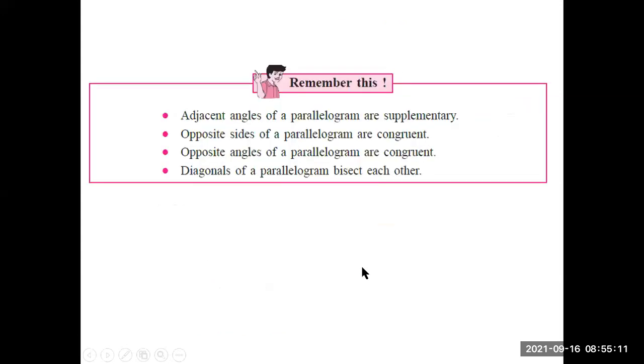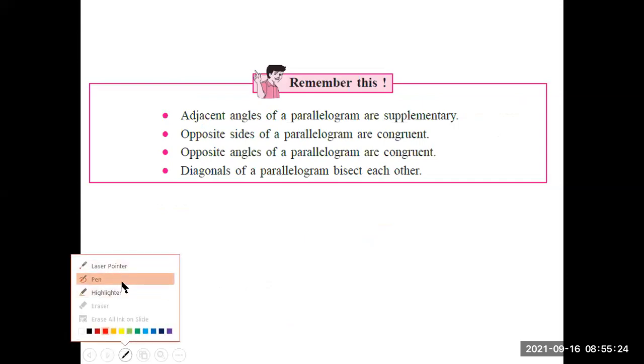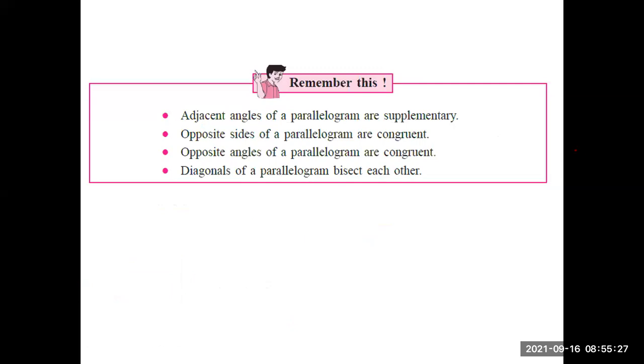And then we started with exercise or practice set 5.1. For 5.1, we saw these four properties of parallelograms, which were used to solve many problems, right? Adjacent angles of a parallelogram are supplementary. By supplementary, we mean that the sum of the angles is 180 degrees, right? Then we saw the opposite sides, they are congruent or equal, right? Opposite angles, they are also congruent.